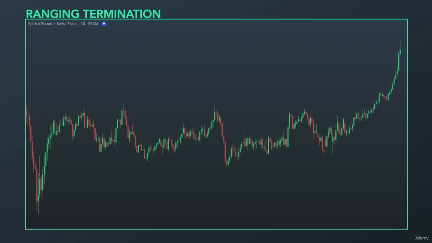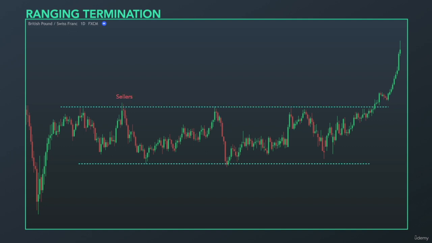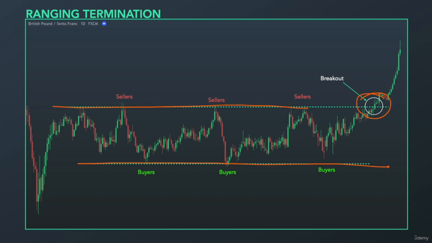All right. So let's have an example. British pound Swiss franc daily time frame. So sideways market, sellers rejecting this high price, buyers rejecting this low price, okay? Until price suddenly breaks through this upper end of the range. So we had a breakout, okay? And then price moved to the upside, okay? So this is our confirmation that this range is already finished, and now we can see price moving into one direction.